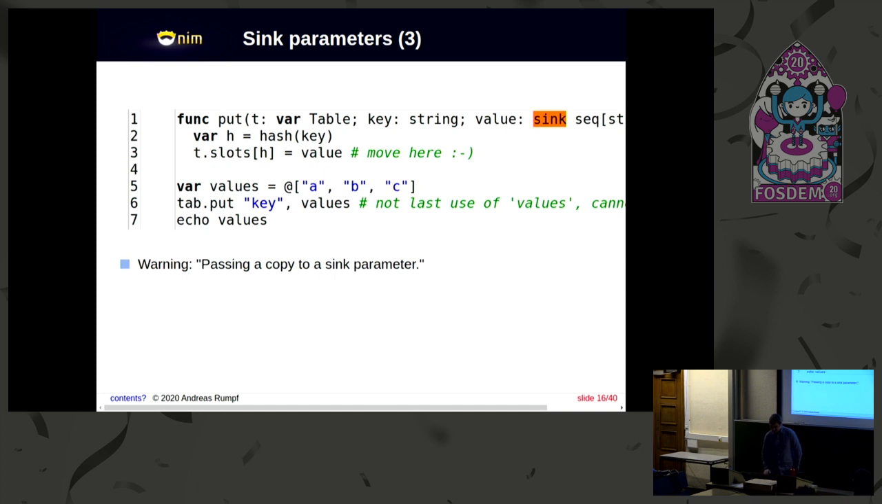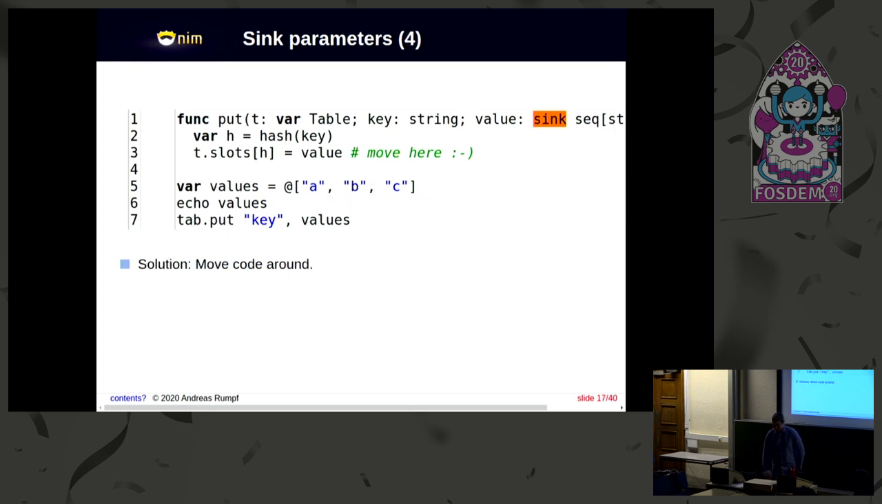One solution here would be to move it around. If you echo the values before you embed them into this hash table, then it would work, because the compiler knows echo doesn't want to take ownership of values, but table put does, because of this sink annotation. So that's one solution. Of course, if you are just adding some code for debugging purposes, you don't care if it causes more copies or not, because this code will be removed soon again afterwards.